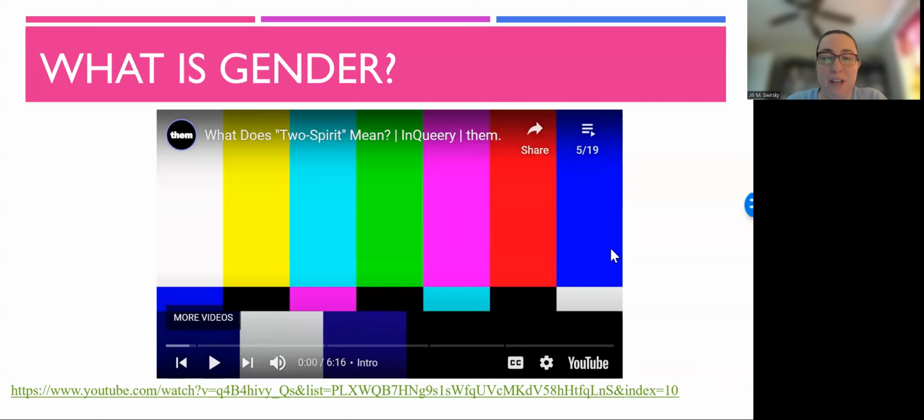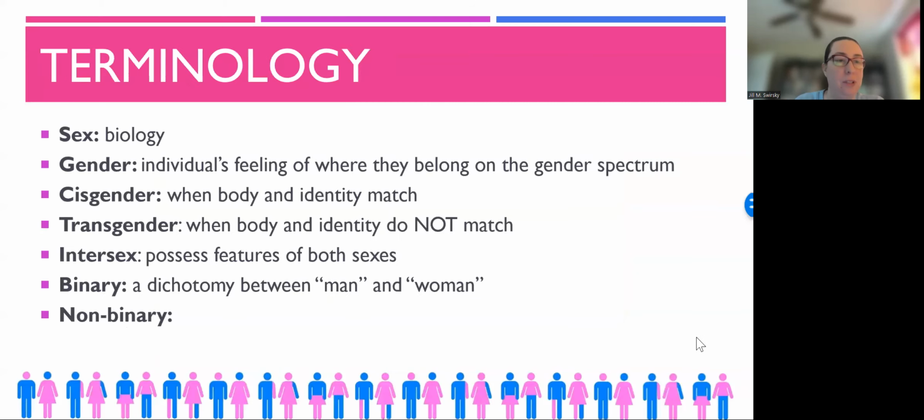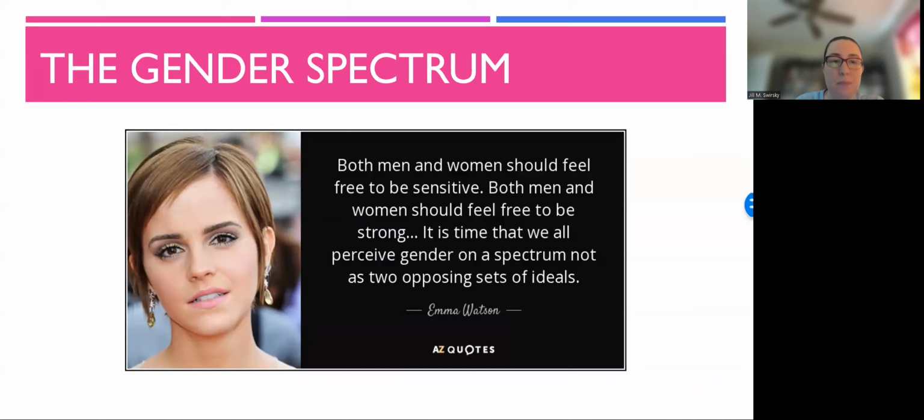I like that video. They do a really nice job of showing some of the differences. Let's jump past this. I just love this quote from Emma Watson. It says, both men and women should feel free to be sensitive. Both men and women should feel free to be strong. It's time that we all perceive gender on a spectrum, not as two opposing sets of ideals. What do you think she means by two opposing sets of ideals?